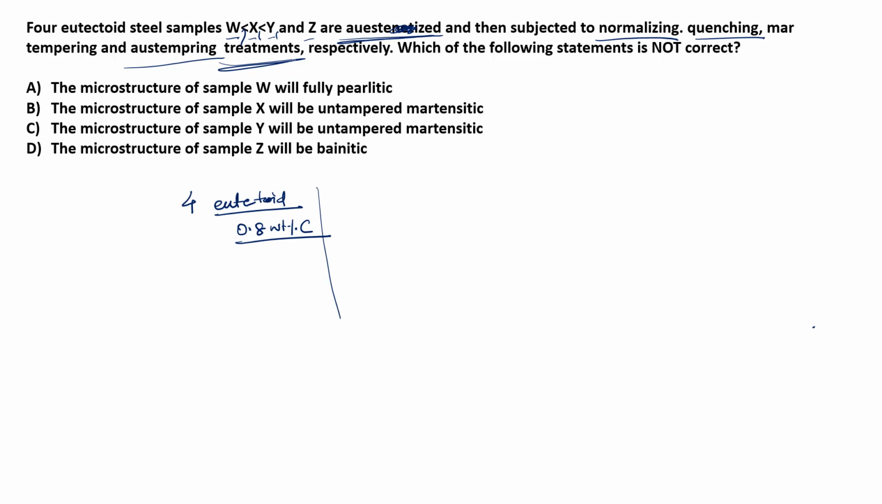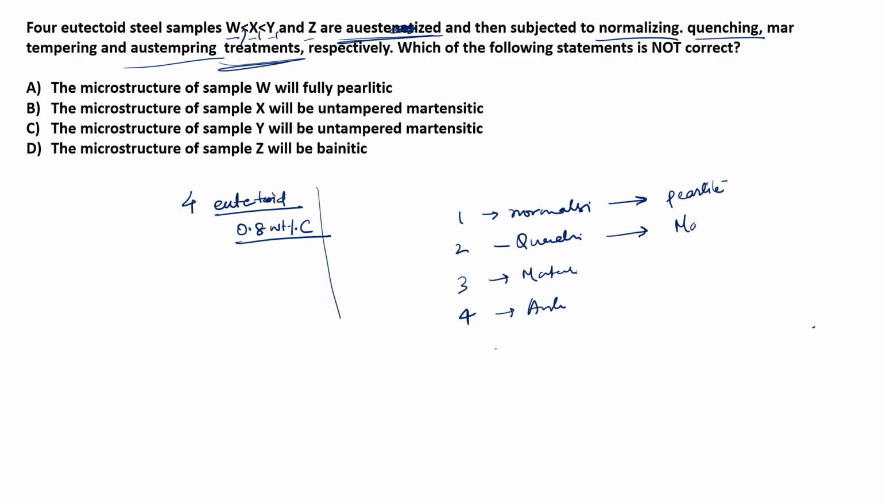So the four samples are 1, 2, 3, 4. Sample 1 goes under normalizing, next quenching, then martempering, then austempering. The options talk about the microstructure. So what happens after normalizing? We get pearlite because of slow cooling.